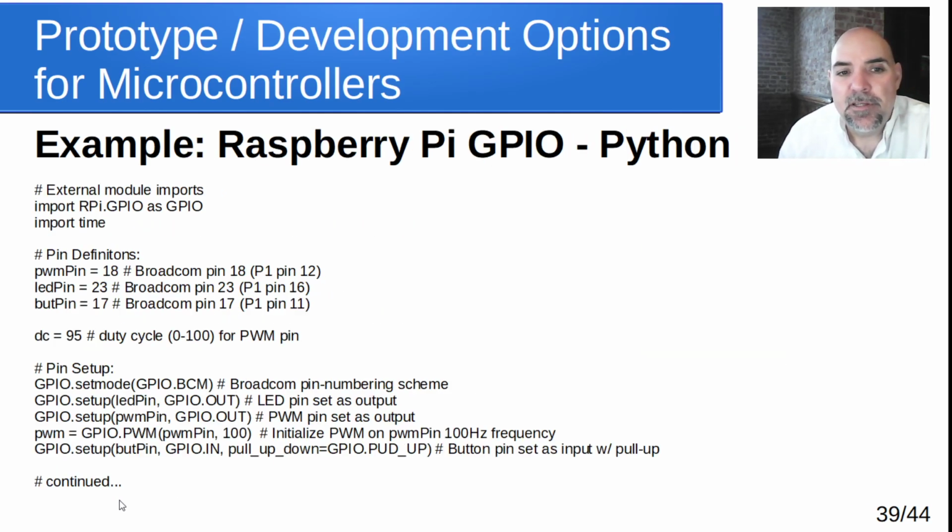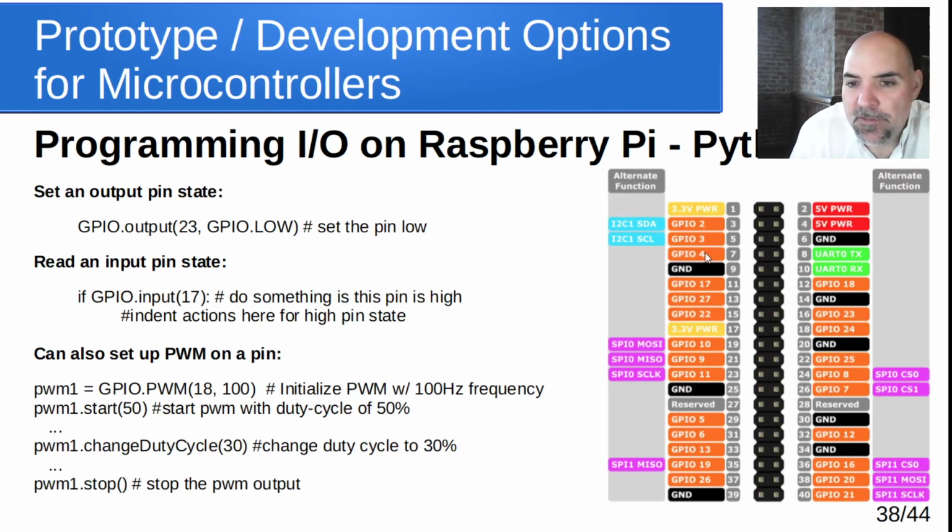Okay, so here's an example Raspberry Pi general purpose I/O program. So here, I set up the pins. I gave the pins names: pulse width modulation pin, LED pin, button pin. And then notice I use the mode BCM, the pin numbering scheme. Back here, that would be these ones in the orange, rather than the ones that are in gray.